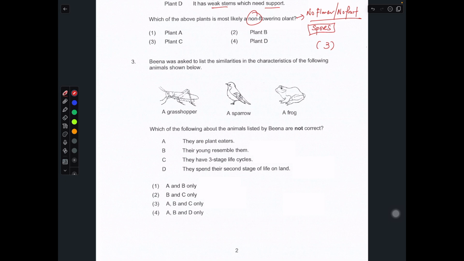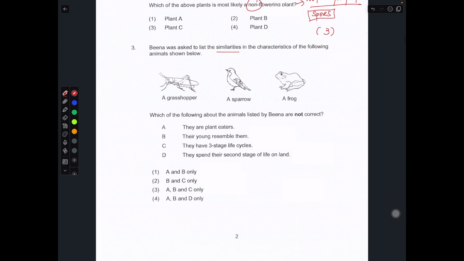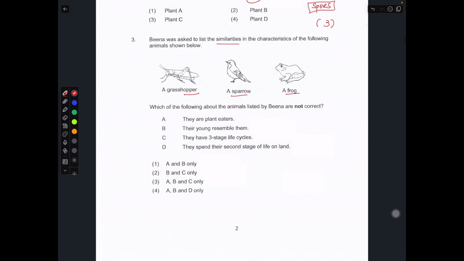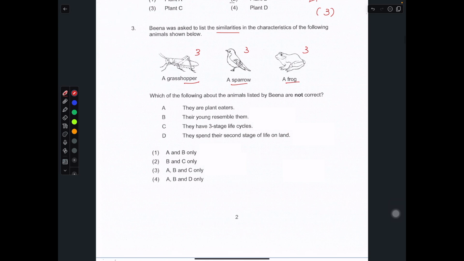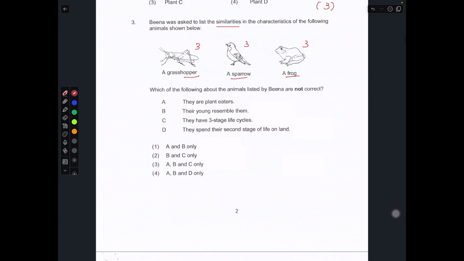Bina was asked to list the similarities in the characteristics of the following animals that show. You have grasshopper, sparrow, frog. Grasshopper itself is 3-stage. Sparrow is a bird, 3-stage. Frog is also 3-stage. Which of the following about the animals listed by Bina is not correct? They are plant eaters. Not really for frog. Frog can eat mosquitoes, so they are not.